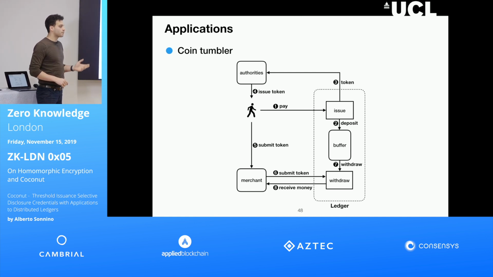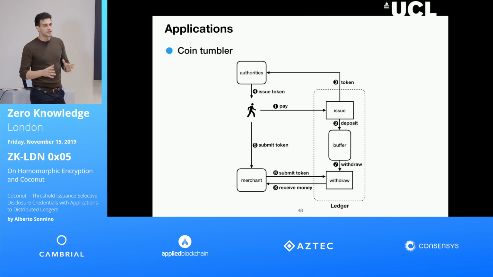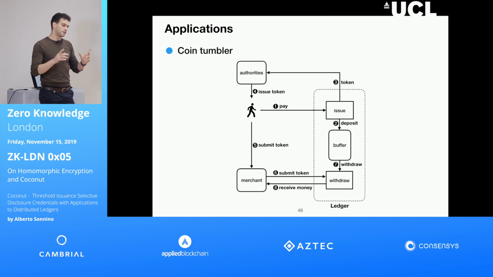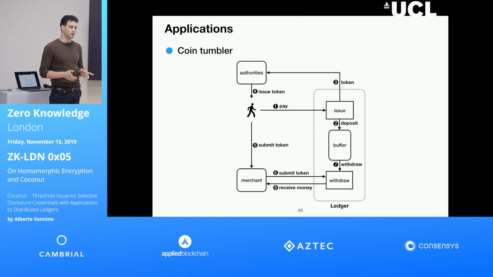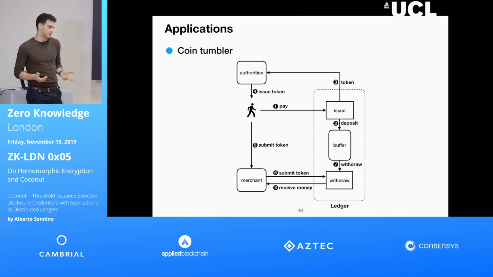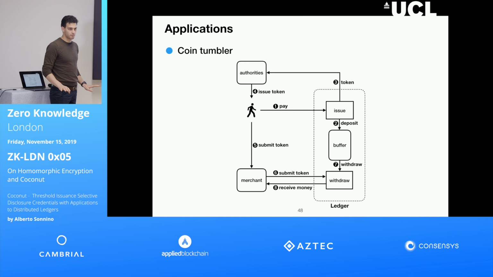So this is an example where it may be interesting to just have the authorities being the nodes of the ledger, because if they're corrupt, if more than T are corrupt, you have no ledger anyway. So I mean, you have bigger problems at that point.